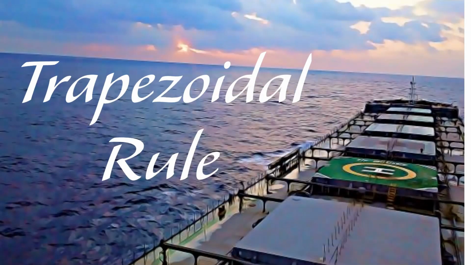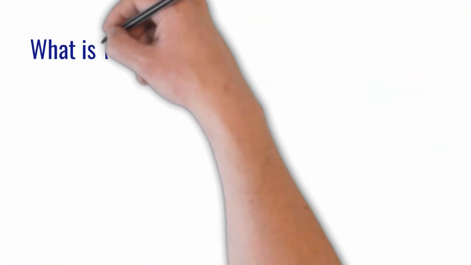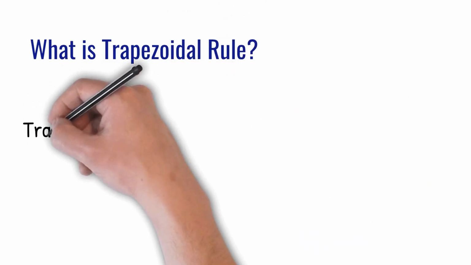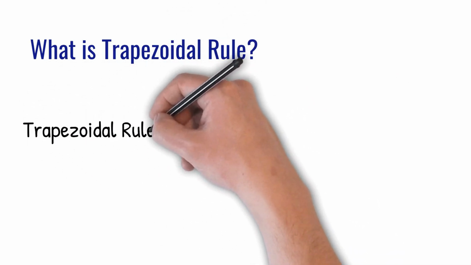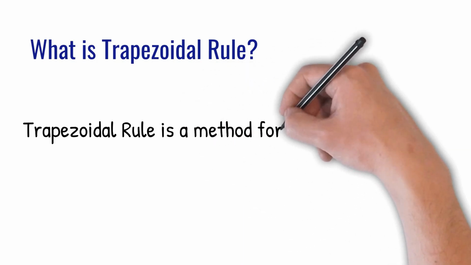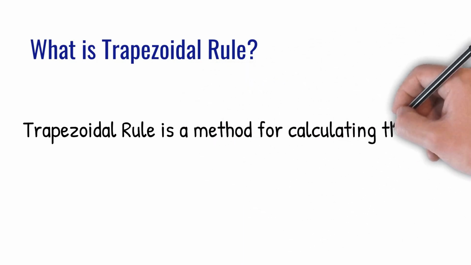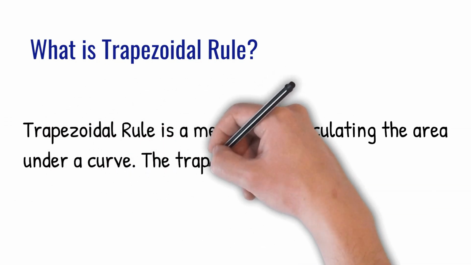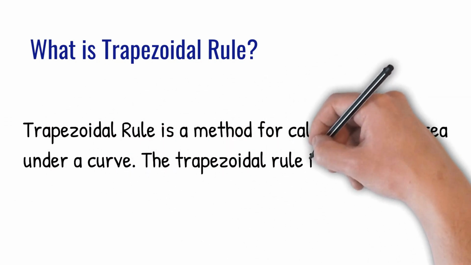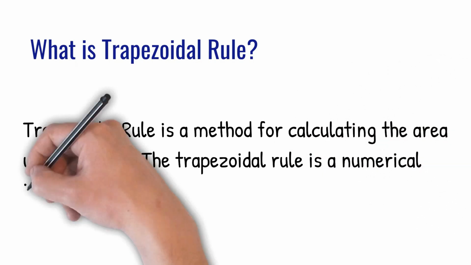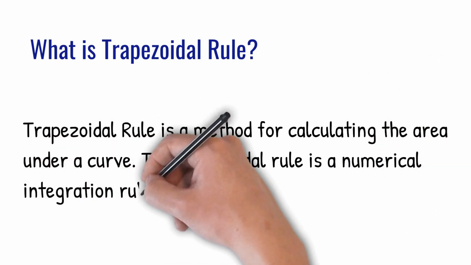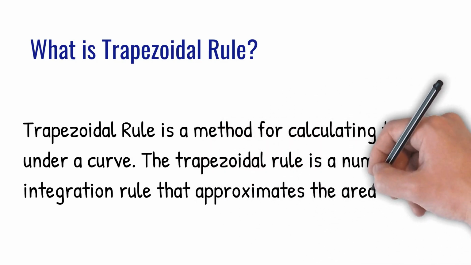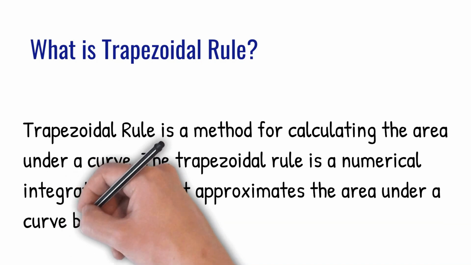Trapezoidal rule. What is trapezoidal rule? Trapezoidal rule is a method for calculating the area under a curve. The trapezoidal rule is a numerical integration rule that approximates the area under a curve by dividing it into a series of trapezoids.